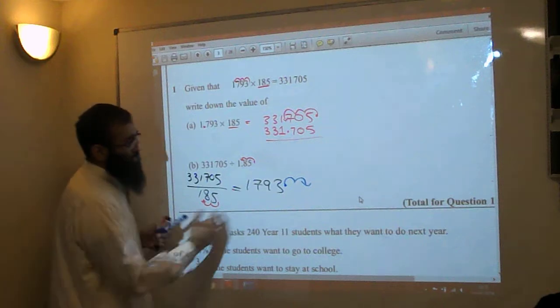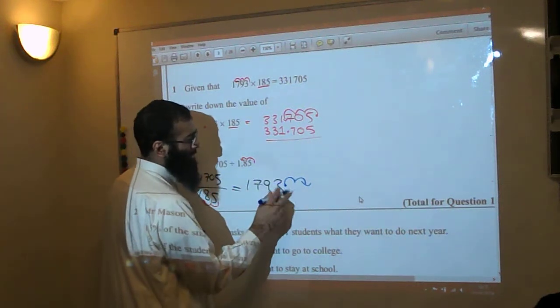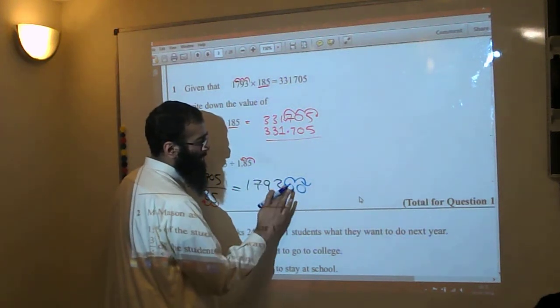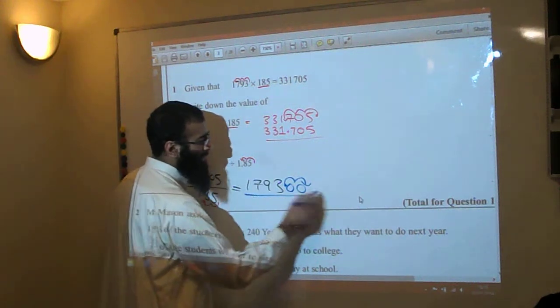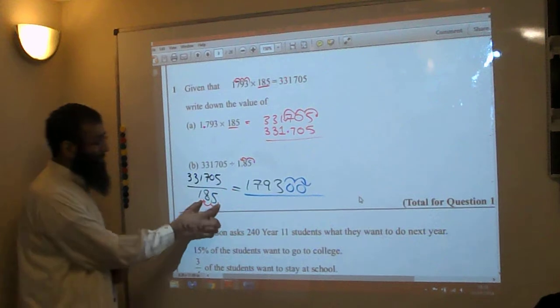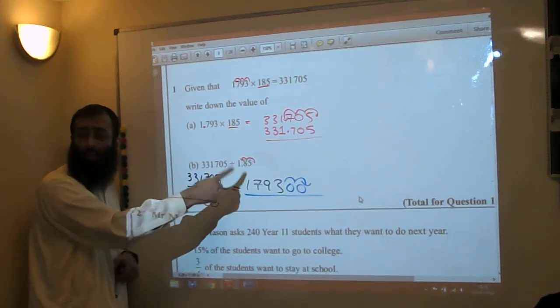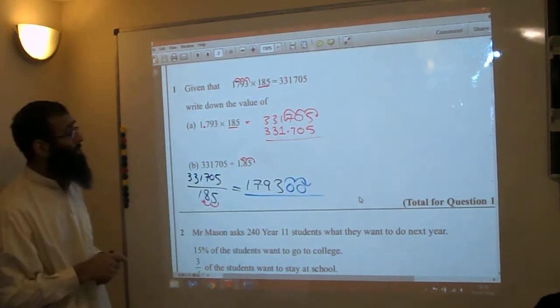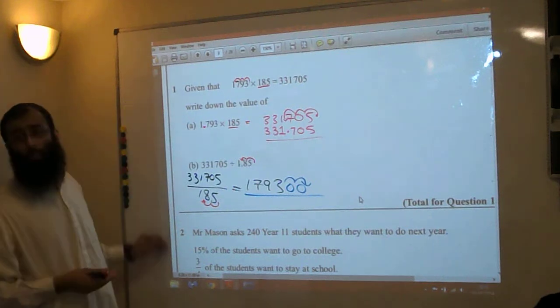Okay? So now the answer will be 179300. So this effect on the bottom part of the dividing seems to have the opposite effect on the answer. Okay folks, are you happy with question number 1?